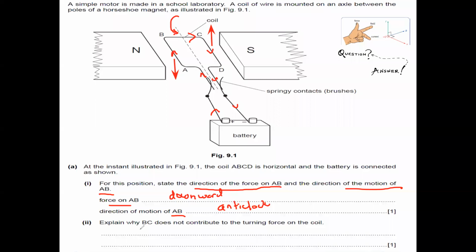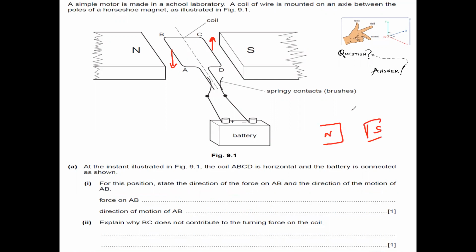And next part, explain why BC does not contribute to turning effect. Like why there is no force on BC, that is the question. Like we drew the direction of the force for AB, it was downward and CD is upward. But why did we not draw any force for B and C? The reason is that the wire should cut the magnetic field. Like the wire should be perpendicular to a magnetic field or making a certain angle to experience a force. Because B and C does not cut the magnetic field, it is parallel to the magnetic field. That's why it does not experience any force.